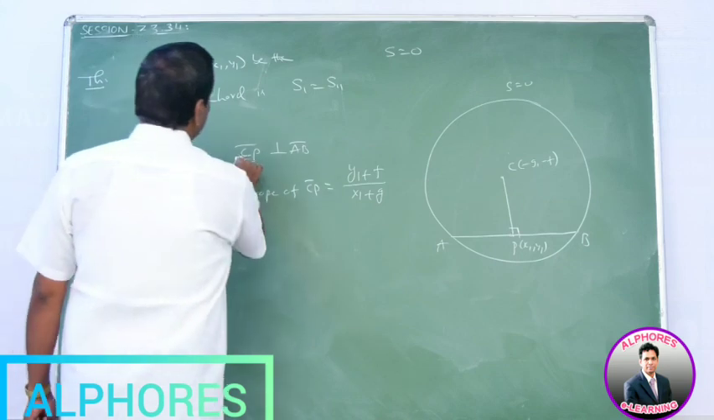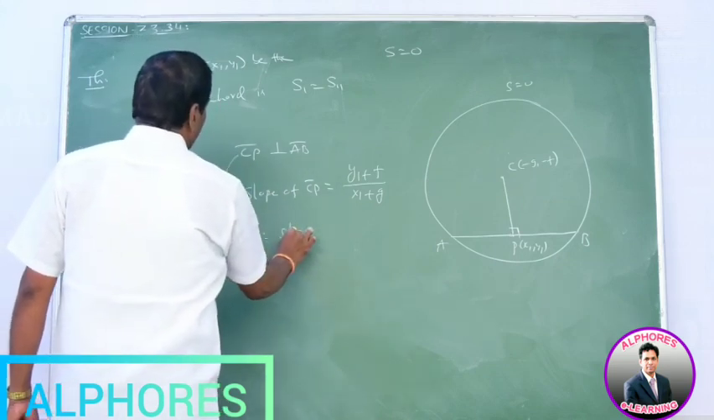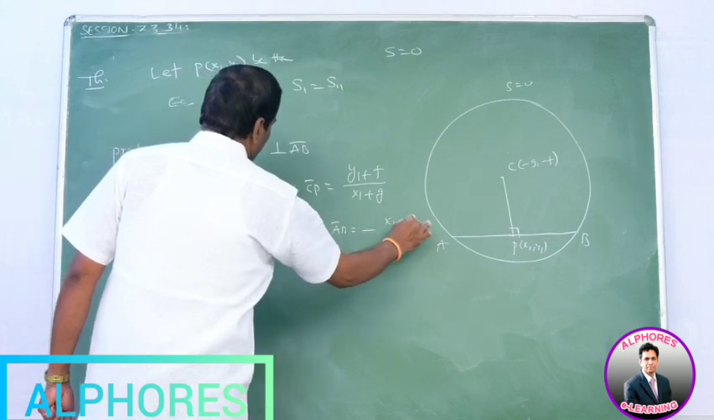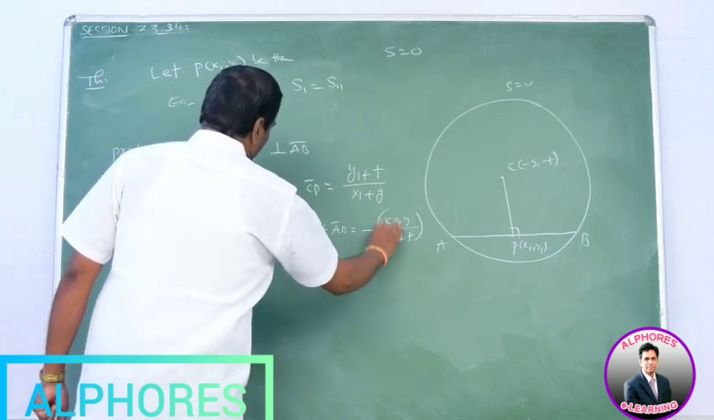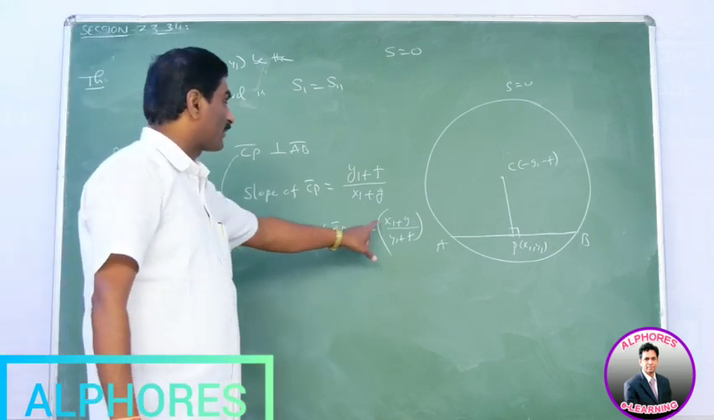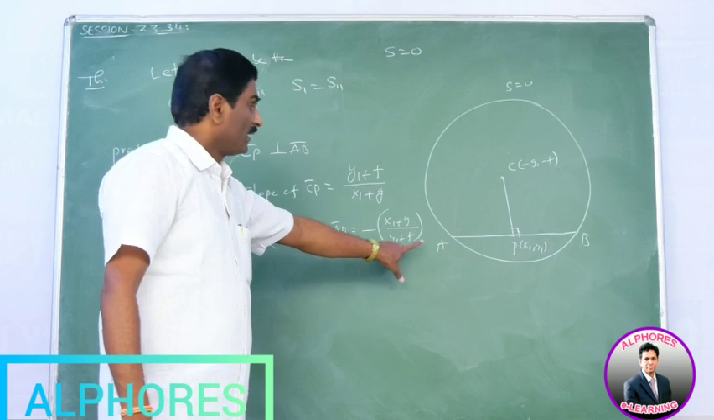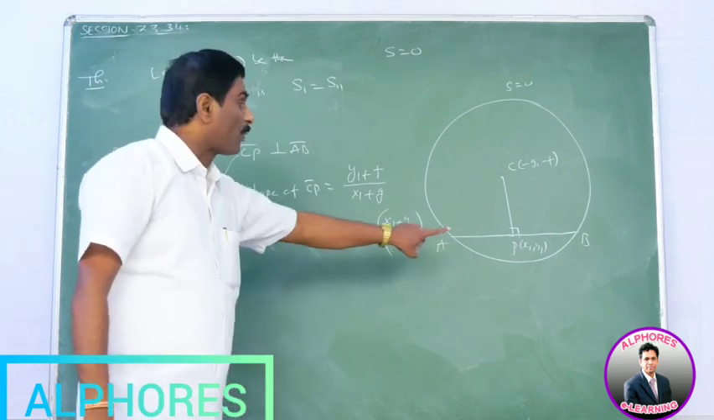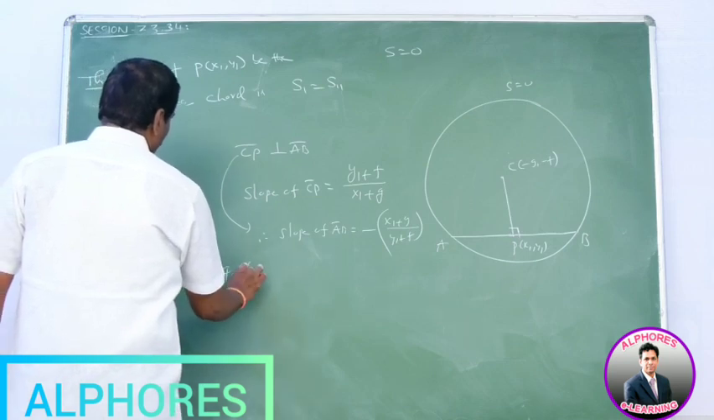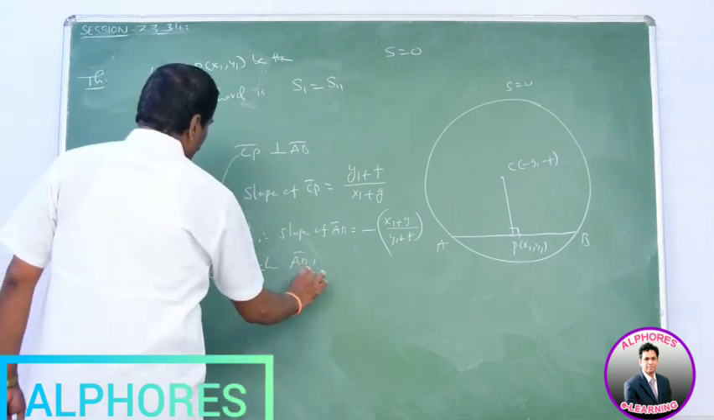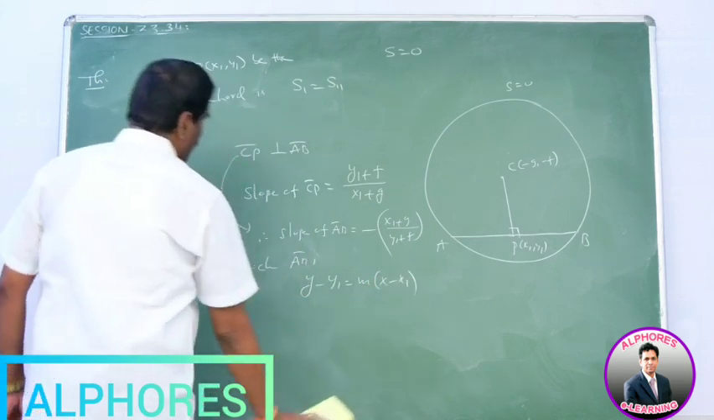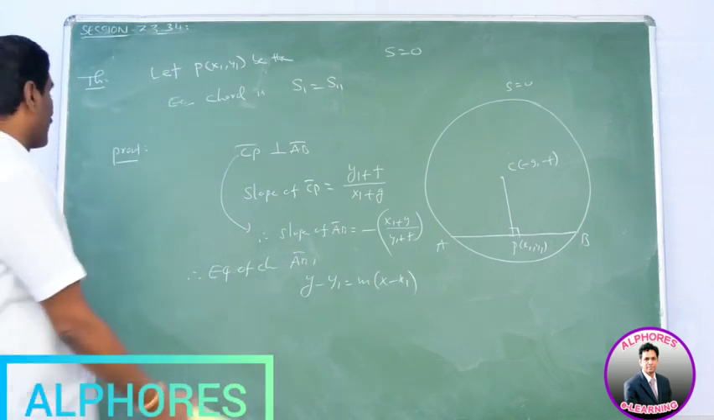Okay. But CP is perpendicular to AB. Therefore, the slope of AB is equal to minus of (x1 plus g) by (y1 plus f). If a by b is one of the slopes, then the perpendicular slope is minus b by a. So the slope of AB is m equal to this value and the point is (x1, y1). Therefore, the equation of the chord AB is y minus y1 is equal to m into x minus x1.